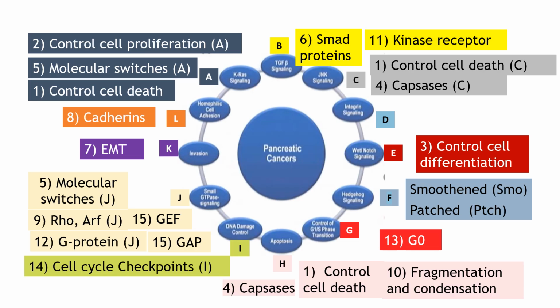Okay, so let me show you some of the answers. So here we're going to talk about this. If you remember RAS, the oncogene that is very important, is involved in proliferation. There is a molecular switch and it is involved in the control of cell death. This JNK is important in cell death and is involved in the caspases, similar to the apoptosis that you have control in cell death, fragmentation and condensation. The caspases are the proteins that trigger the apoptosis.